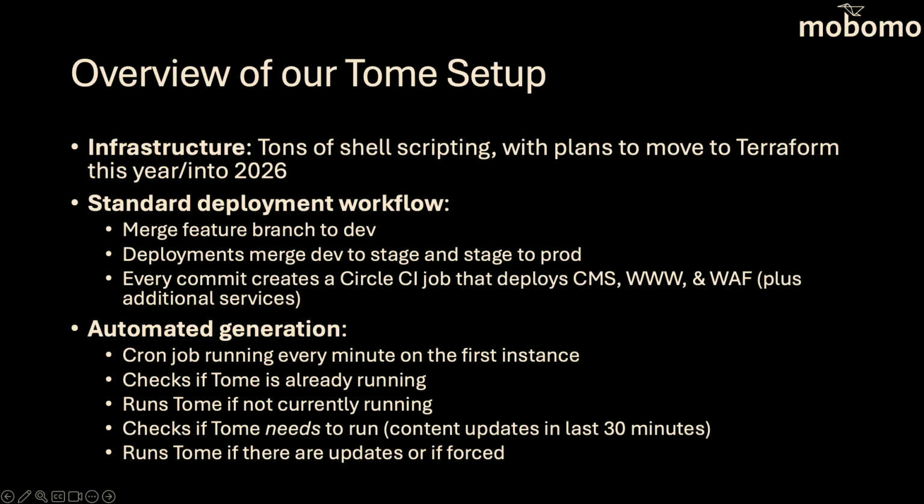Once we've deployed, and that's happened, we have a cron job that runs every minute, and it goes through a very simple process. It checks whether or not Tome is running. If it's not, it checks to see if Tome needs to run, which basically it checks for content updates, which we'll talk about a little bit more in a minute, and then it runs. And we also have a force flag, so we can tell it to run if we need it to for some reason.